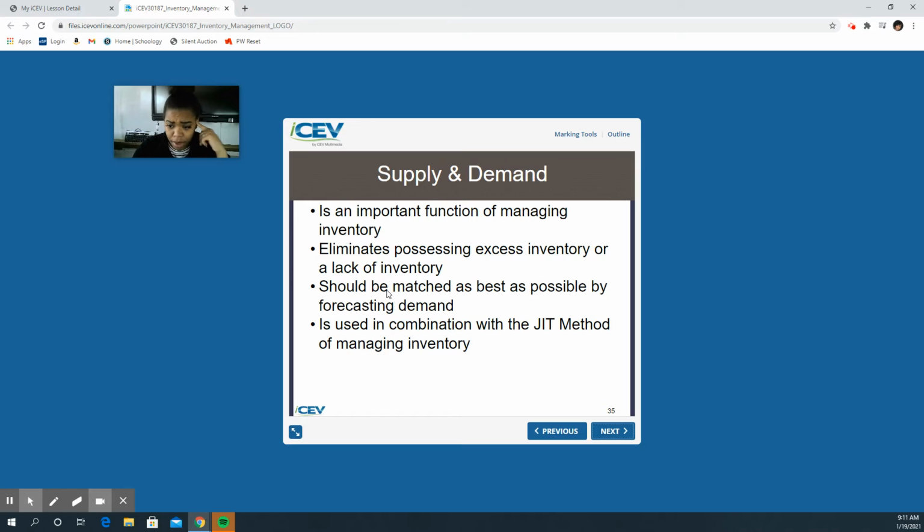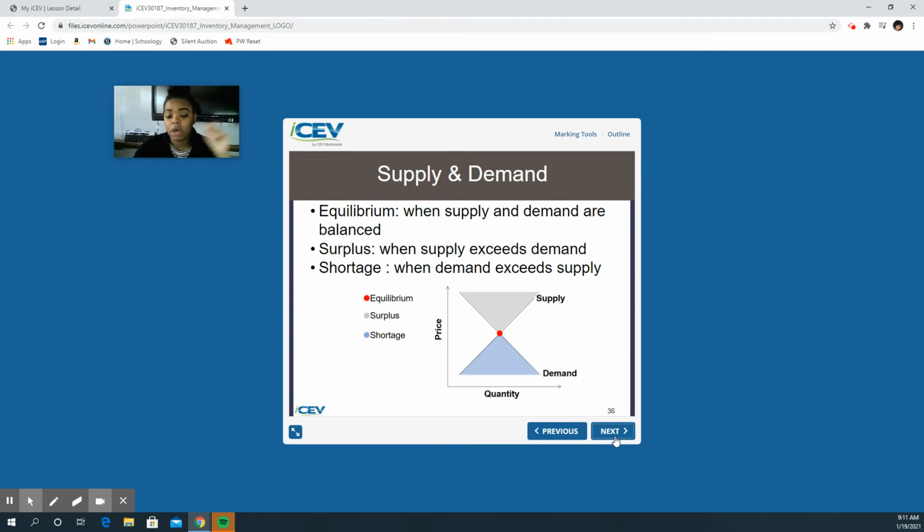Okay. So you have to look at your demand, and then you have to use that in combination with your just-in-time method for managing inventory. Okay. So here's what you want. Your equilibrium is when supply and demand are balanced. That's what this situation is right here. This is what you want. You always want to be in equilibrium with supply and demand. What you do not want is a surplus or a shortage.